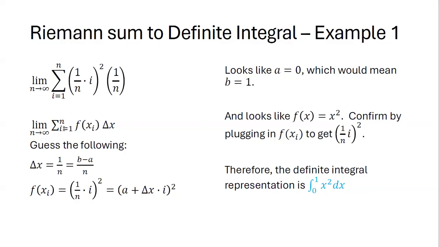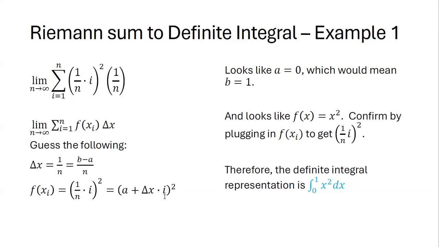Limit as n goes to infinity, summation as i goes from 1 to n, f of x sub i delta x. So we could probably make a good guess that delta x is 1 over n, okay? Which is b minus a over n. And then f of x sub i is this piece over here, okay? And x sub i is a plus delta x times i, okay?